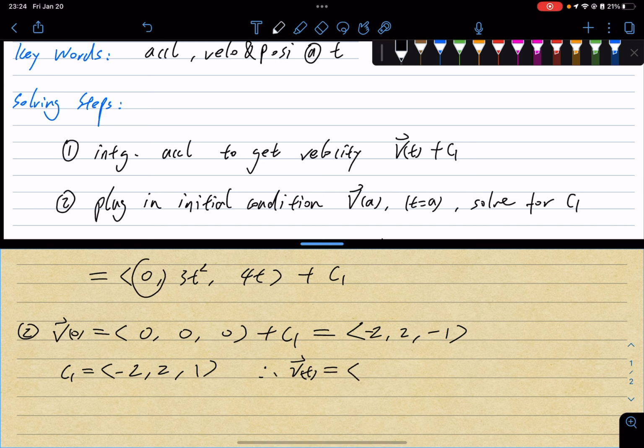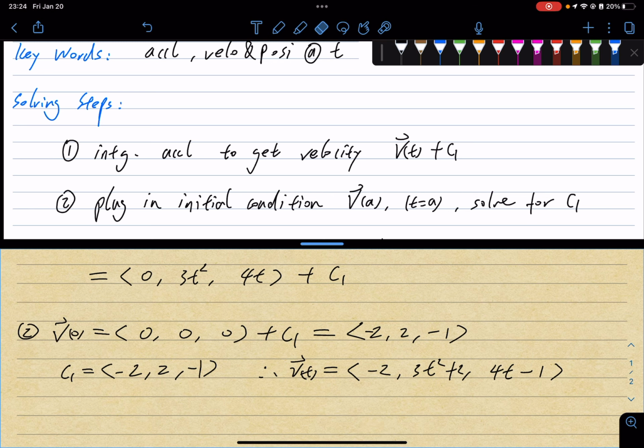Therefore, v of t equals, we're going to combine this component with that component. So negative 2, this component with that component, 3t squared plus 2, and then you get the idea, for the z component, 4t plus 1. Okay? 4t, actually this is a minus 1, not plus 1.